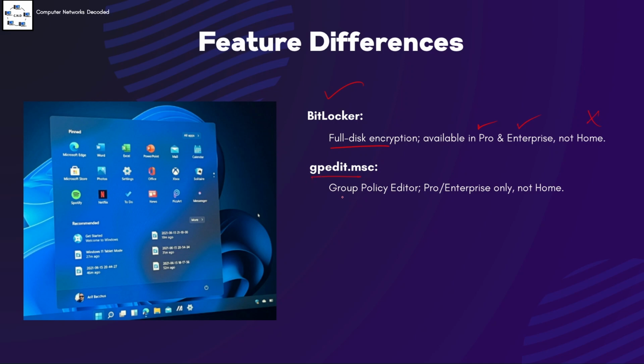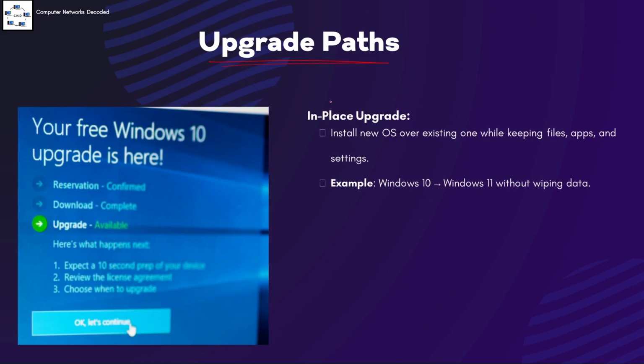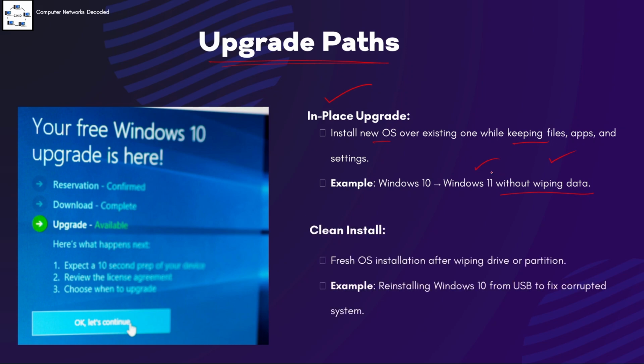gpedit.msc, which is the group policy editor, is again only available in Pro and Enterprise editions and not in the Home edition. So what are some operating system or Windows upgrade paths? First one is the in-place upgrade. It means to install a new operating system over the existing one while keeping the old files, applications, and settings. For example, upgrading Windows 10 to Windows 11 without wiping, formatting, or deleting the data.